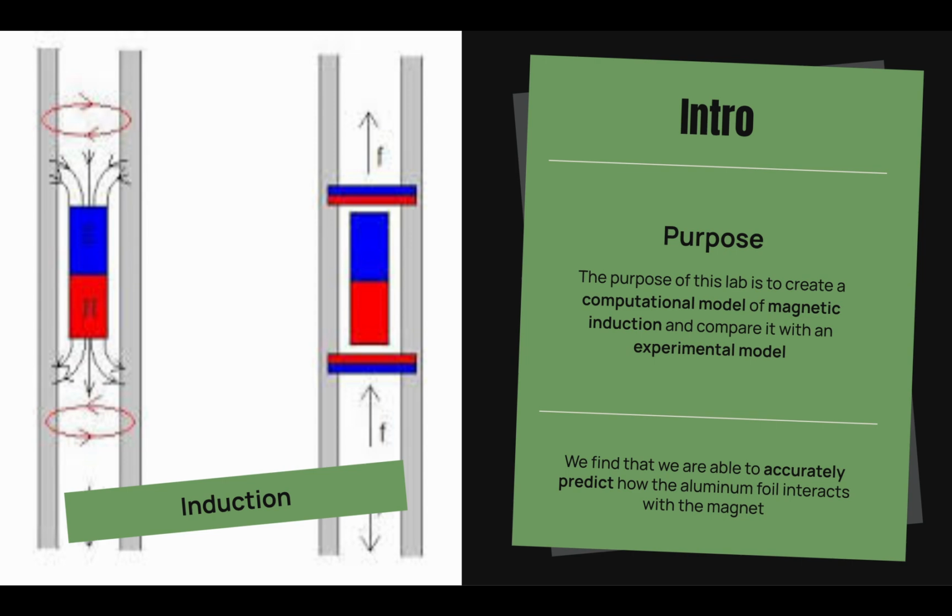Intro. The purpose of this lab is to create a computational model of magnetic induction and compare it with an experimental model. We find that we are able to accurately predict how the aluminum foil interacts with the magnet.